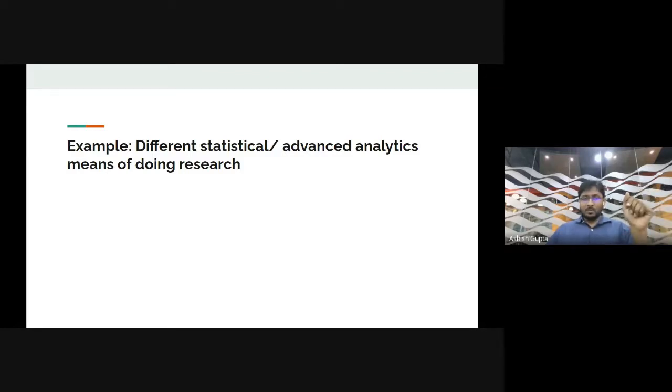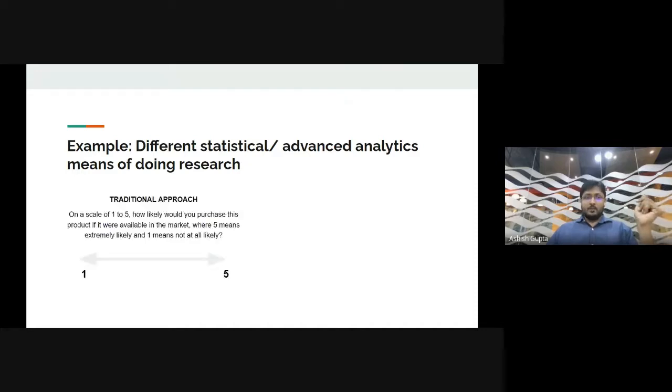And I just have a few more slides over here, then we'll leave it to questions. So, different ways of asking research questions. If you ask a consumer whether they would buy something or not on a scale of 1 to 5, where 1 means not at all likely and 5 means extremely likely, how would you really be able to answer that? How is a 4 different from a 5, or how is a 1 different from a 2? So it becomes really difficult.